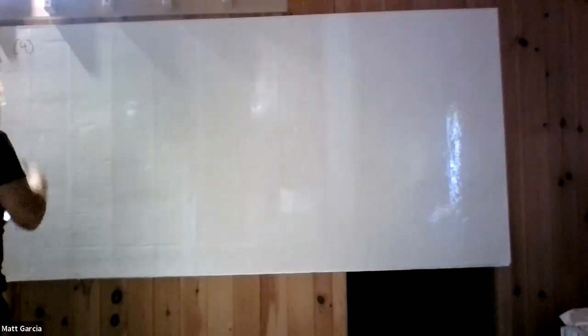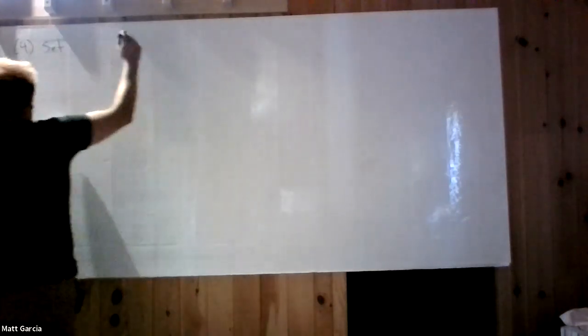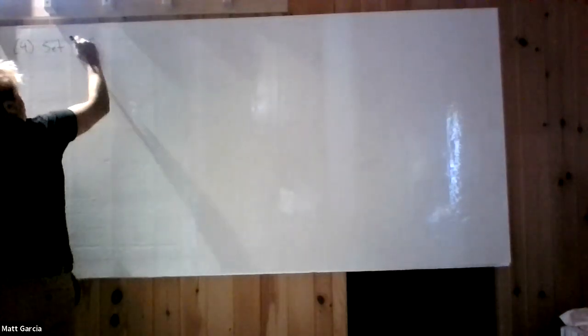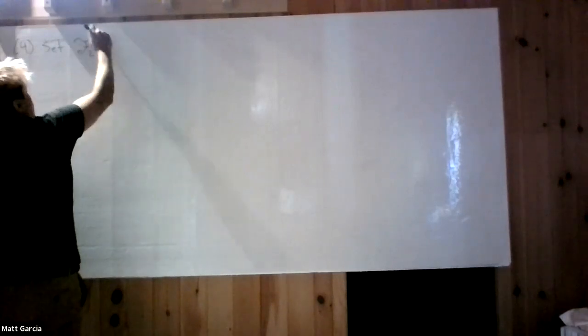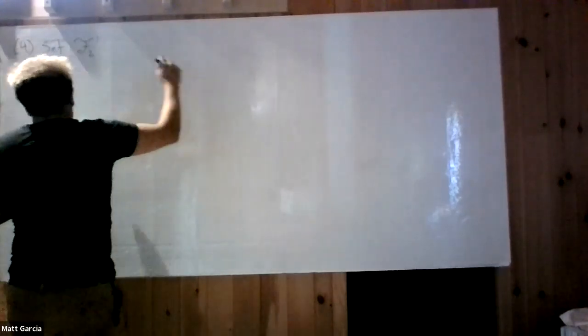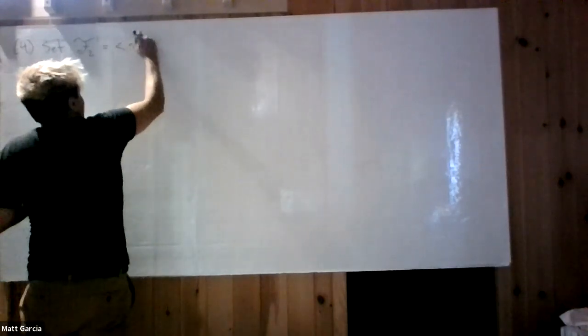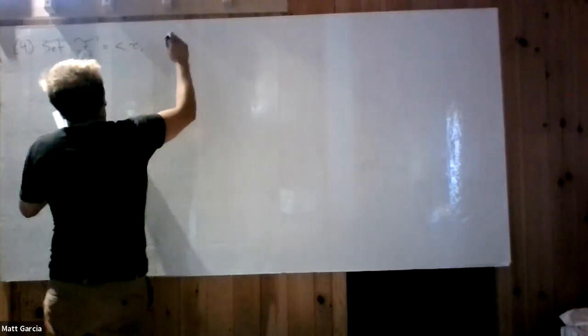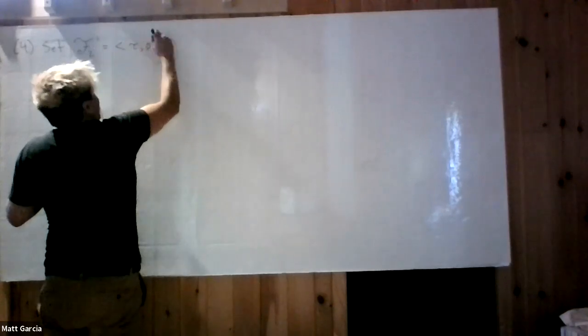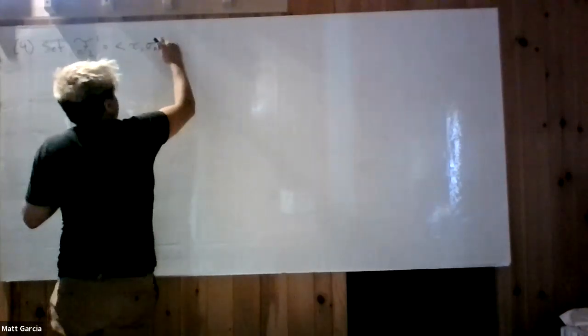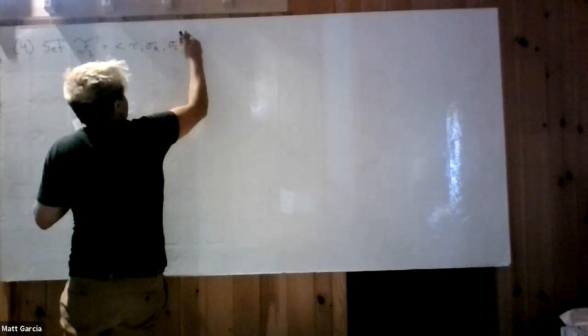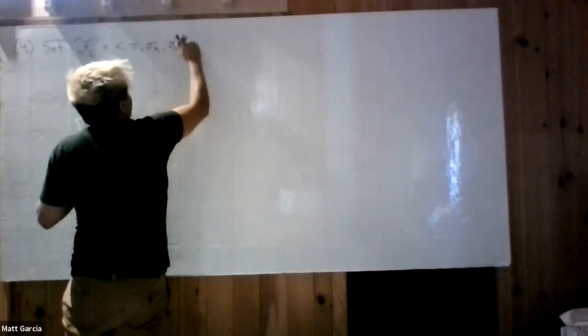So we move on to possibility 4. We're just going to set F21 to be equal to the group generated by tau, the half turn at A, and the reflection in line C.